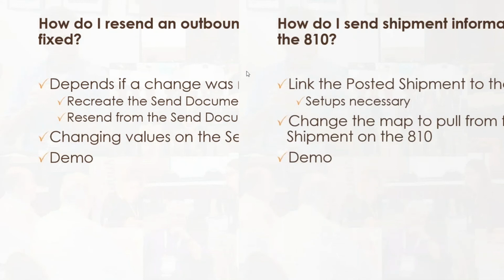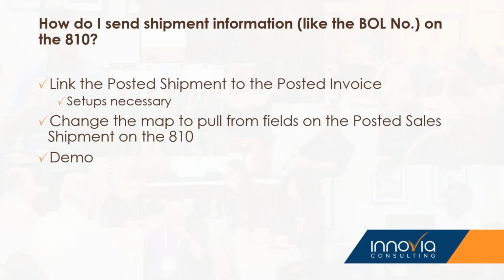All right, how do I send shipment information like the bill of lading number on the 810? So the thing is, in NAV, posted sales shipments and posted sales invoices are not really linked to each other. I mean, they're both related to the sales order that was posted, but there's not really a direct link between the shipment and the invoice. So without doing these setups that I'm going to go over, you can't just reference shipment information on the 810 or on the invoice because it doesn't know what that is. There's no link between the two documents.